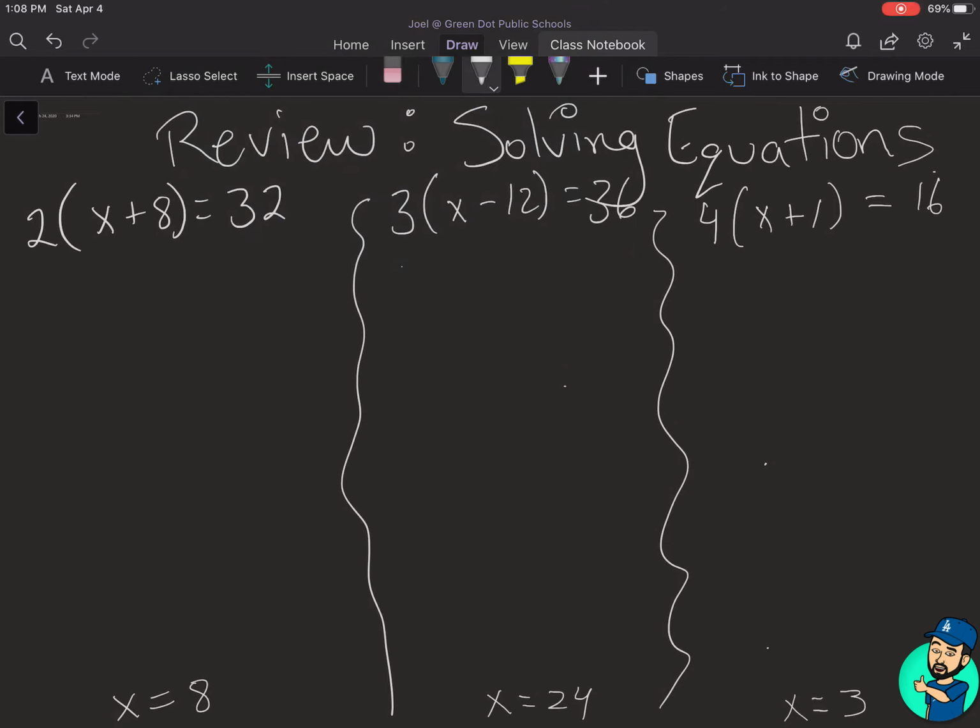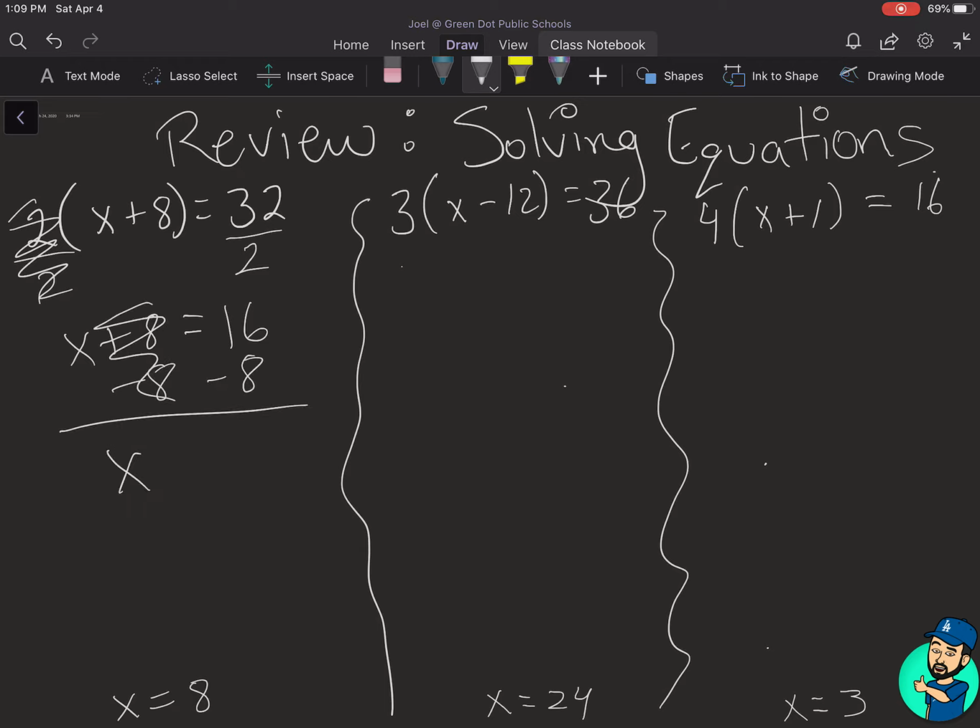Alright, so now I'm going to get rid of the number outside the parentheses first. I'm going to divide both sides by 2 over here. What happens here gets rid of that. Now I'm just left with x plus 8 equals. Now what's 32 divided by 2? Now what's half of 32? That will be 16. Now my next step is to subtract 8 from both sides. This cancels out. X equals 8. Look at the bottom. Same answer.